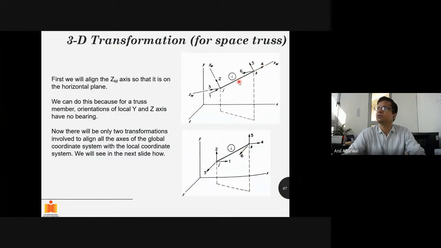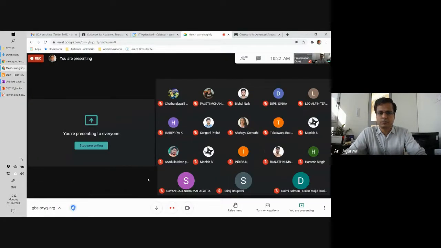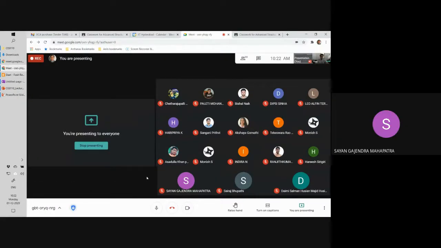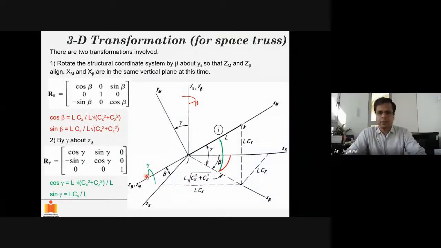I will not be able to do the same thing for a space frame, okay? But for a space truss, I can do that because it's just a truss member. Is that clear to everyone? Yes, sir. Okay. Now moving forward, last time I had given you a question to answer.